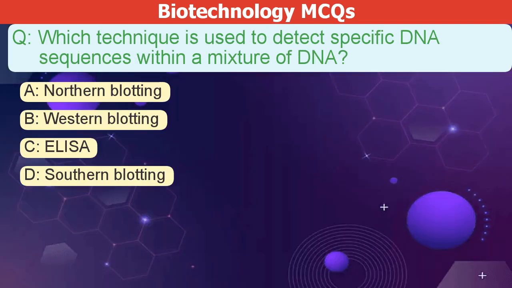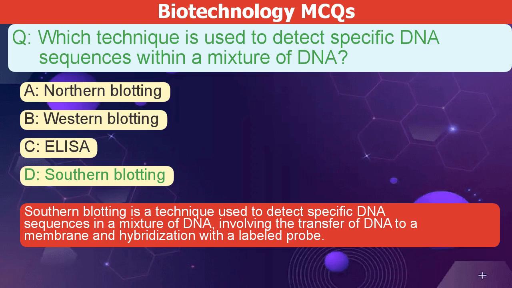Which technique is used to detect specific DNA sequences within a mixture of DNA? A. Northern blotting. B. Western blotting. C. ELISA. D. Southern blotting. The correct answer is D. Southern blotting is a technique used to detect specific DNA sequences in a mixture of DNA, involving the transfer of DNA to a membrane and hybridization with a labeled probe.